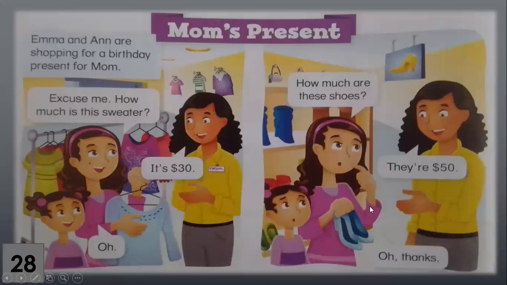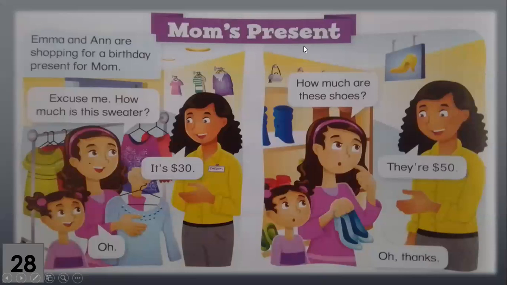But in the second one, we are talking about a pair of shoes. So the word shoes is a plural noun. And that's why we use are. And in the answer, they, because they replaces the word shoes. They are $50. Now, one more time.